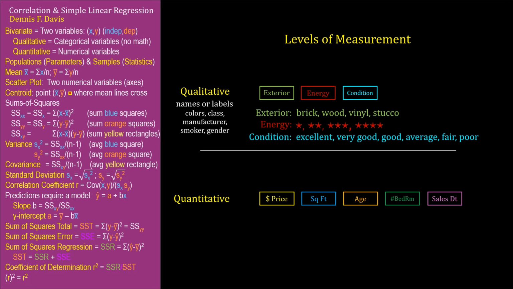Same with zip code, a common example. In the US at least, it sure looks like a number, but we don't do math on them, so zip code is a qualitative variable. On the other hand, quantitative variables are numeric that we can do math on. So these 5 examples are all quantitative.